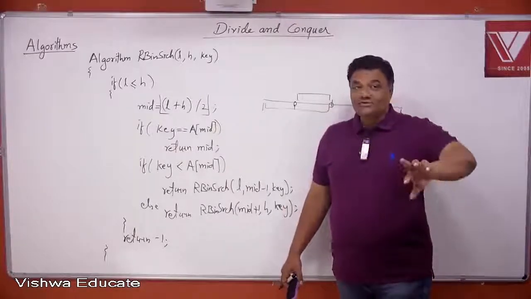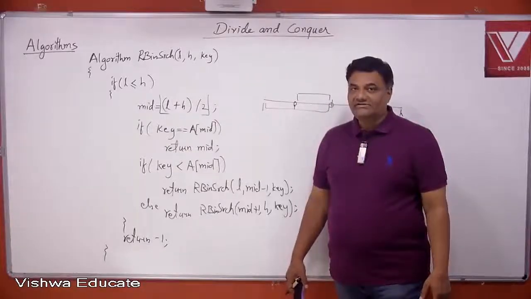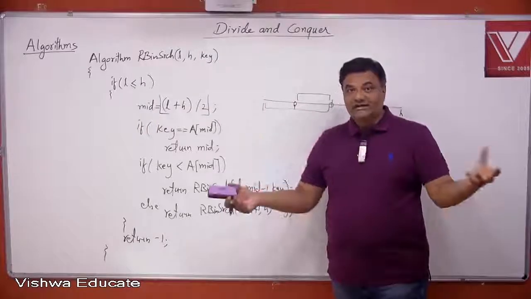So it's not processing on both the sides. In the coming algorithms, I will explain again how they follow the divide and conquer strategy, and how they process on both the sides and get the results.